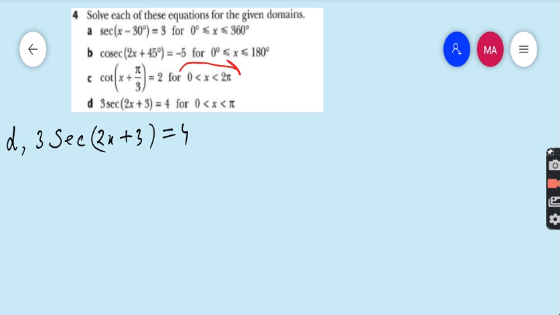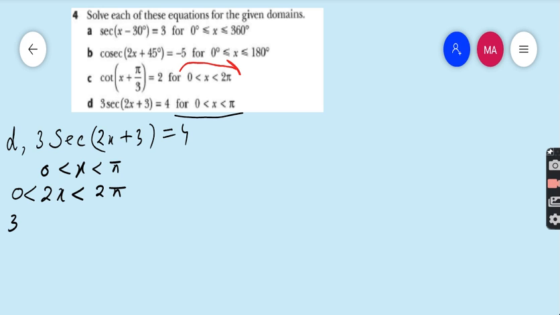The domain is given from 0 to pi, x from 0 to pi. But the angle in the trigonometric function is 2x plus 3. So we have to convert this as 2x plus 3. How? First we multiply 0 by 2, that is 0. Multiply x by 2, that is pi by 2, that is 2 pi. And next we have to add 3 in all angles.